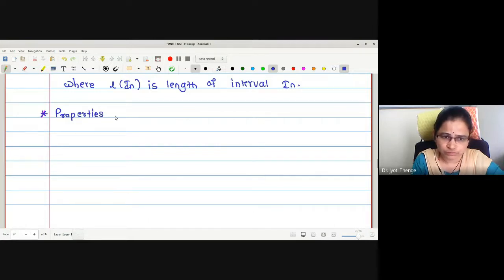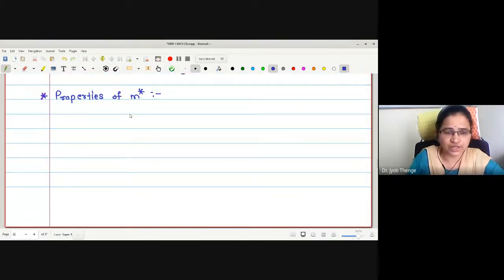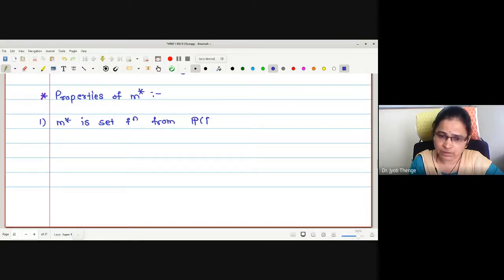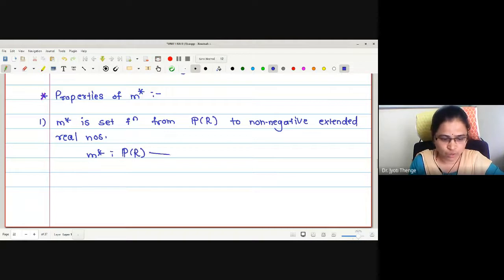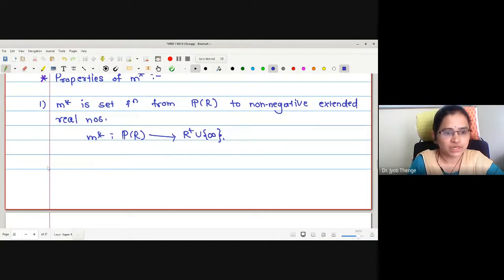Properties. What are the properties possessed by this M star? First, I can say that this is a function defined on the power set of R. For any set, we can do this procedure. For any subset of real numbers, we can do this procedure. The first property one can write is that M star is a set function from the power set of R to the non-negative extended real numbers. That is, M star is defined from the power set of R to R plus union infinity.